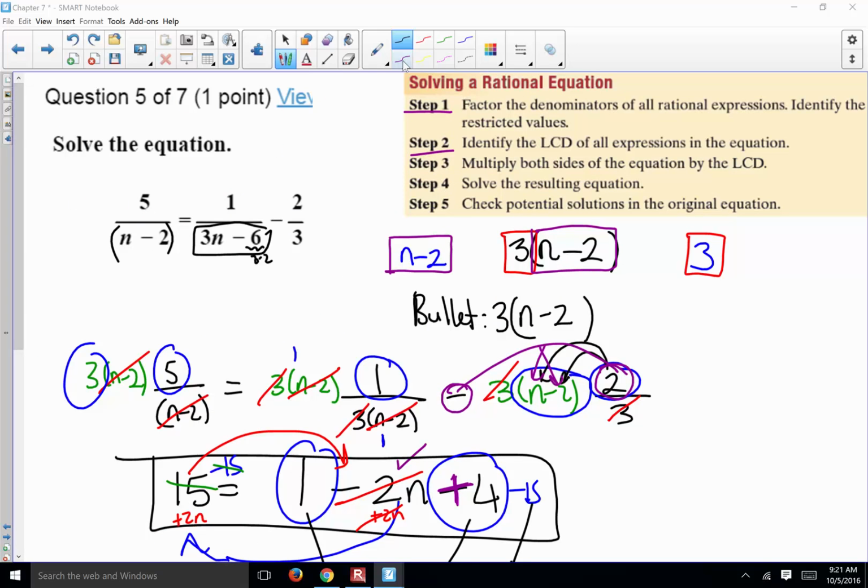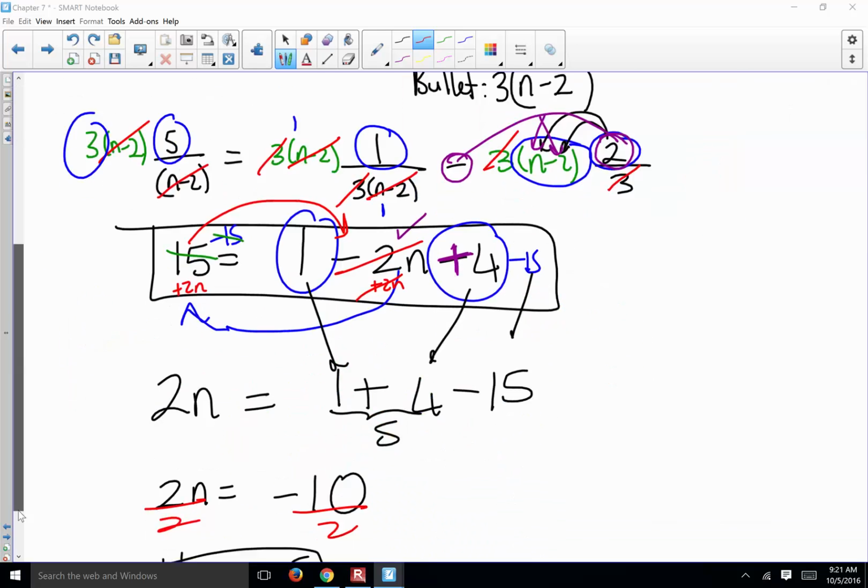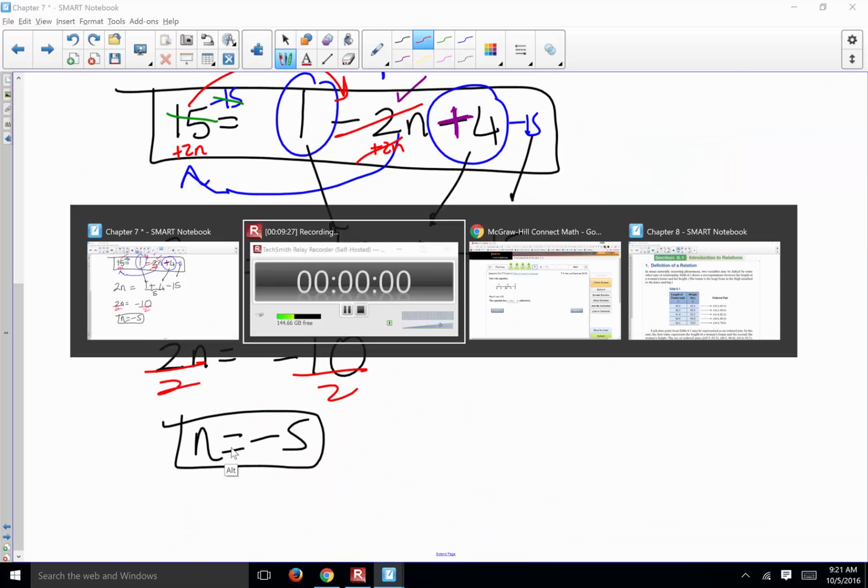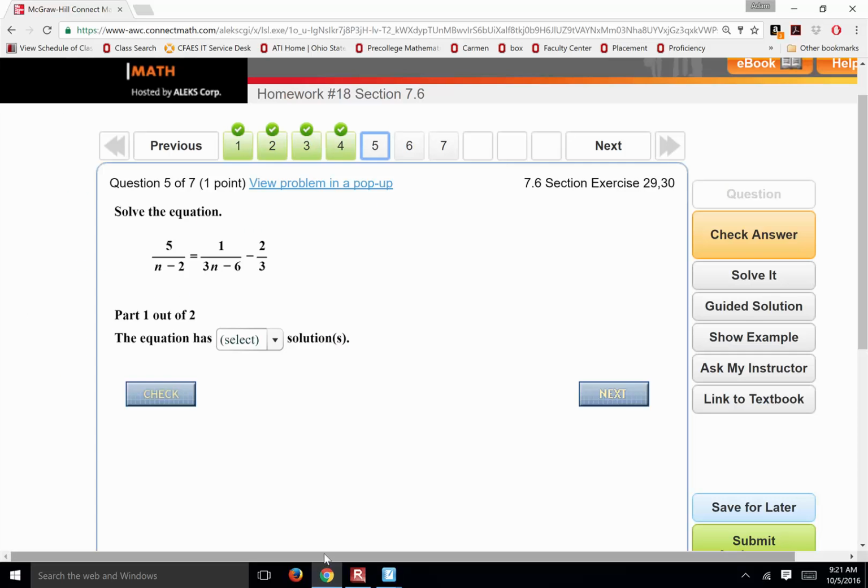Always test your result visually, quickly on here. Plug in that minus 5 in here and see if it can possibly make the denominator 0. Can it make the denominator 0 accidentally? No. We are safe then. I'm sure this is going to be correct. I hope so. Negative 5.